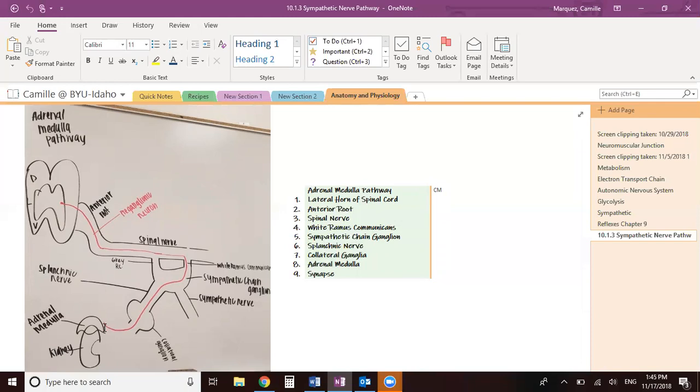But these are the four pathways. I hope this video was helpful in helping you figure out what you need to know, and at least maybe the pictures helped clear up some things, or the steps on the side. But I hope that it was helpful, and I wish you the best of luck on the test.